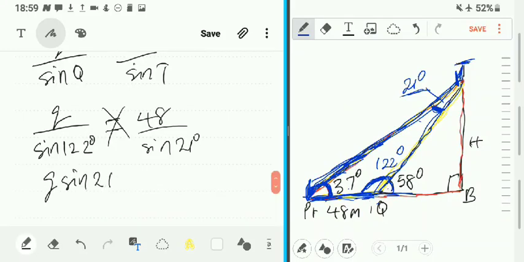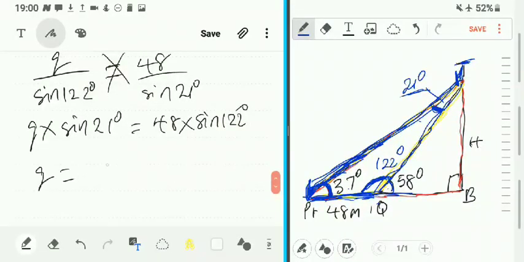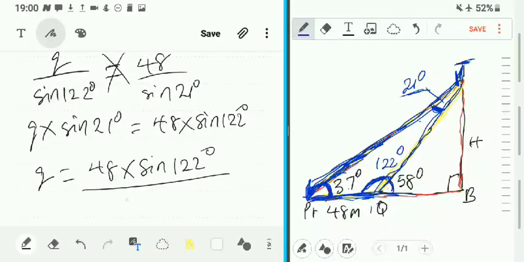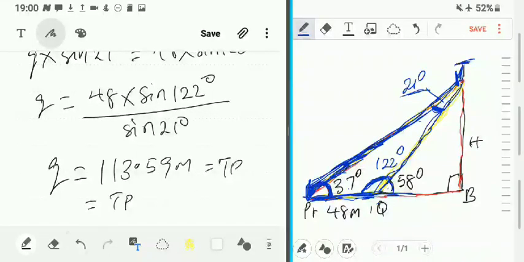Q times sine 21 degrees equals 48 times sine 122 degrees. I want to solve for Q, so I divide both sides by sine 21 degrees. Q is 48 times sine 122 degrees divided by sine 21 degrees, which is 113.59 meters, the same as our TP. Small q is the same as TP.